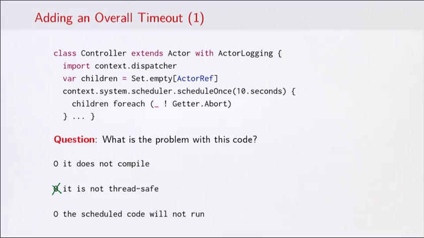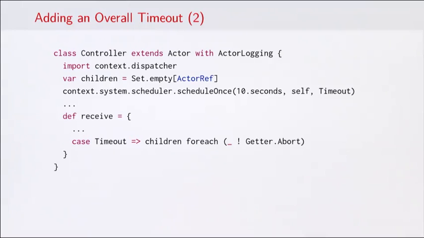So this is why you need to manually make sure that this problem is not one which you invite into your code. So how do we do this properly? This is why I emphasized most the first variant of the schedule once method, which takes, besides the delay, an actor ref and a message. And the scheduler then makes sure that the message is delivered after the delay has elapsed to the actor ref, and we get it here in the behavior. Here we can safely access the actor's state, and in this case tell all children to abort.